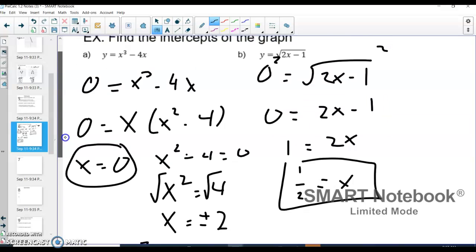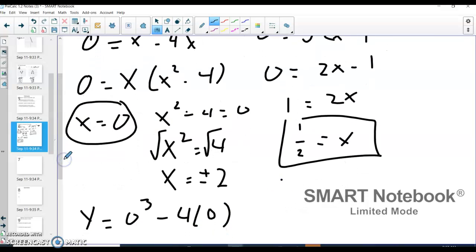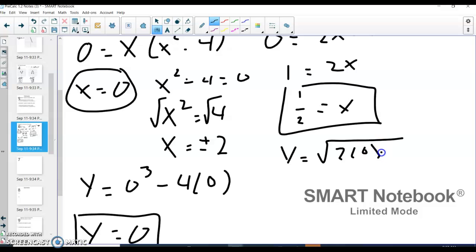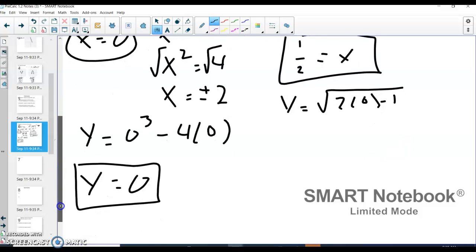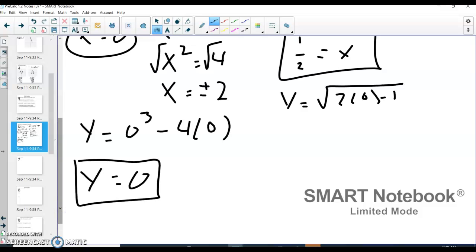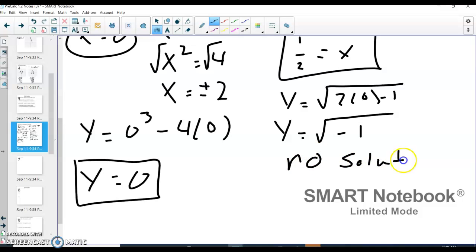To find the y, I'm going to plug in 0 for x, so that's y equals the square root of 2 times 0 minus 1. Actually, not square rooting both sides, sorry. Y equals, after I actually do this, I can see it. 2 times 0 is 0 minus 1 is negative 1. And we do not do the square root of negative 1, not yet. We are not working with imaginary numbers, so there is no y-intercept because we cannot take the square root of a negative. So no solution for the y-intercept.